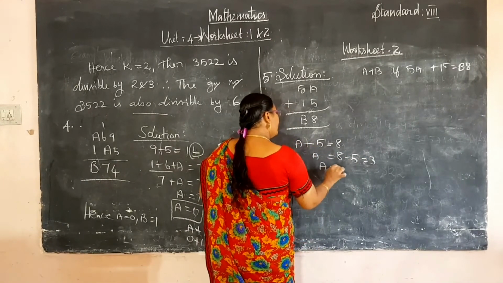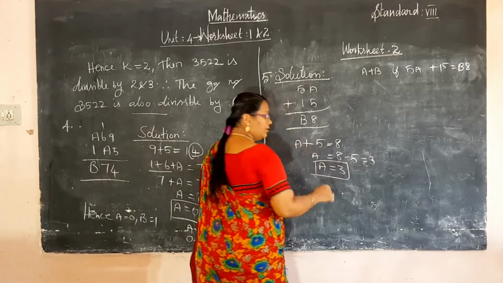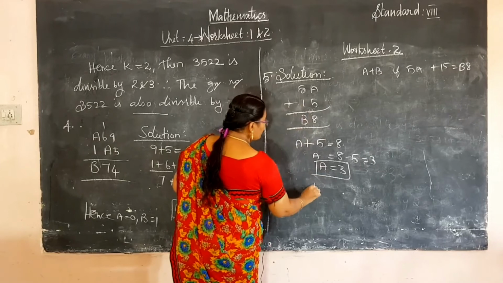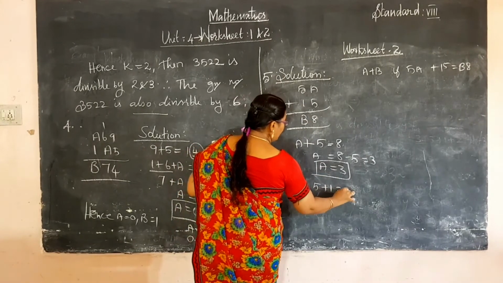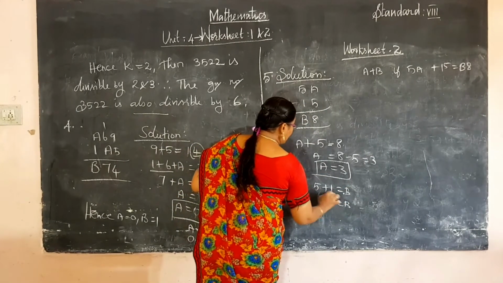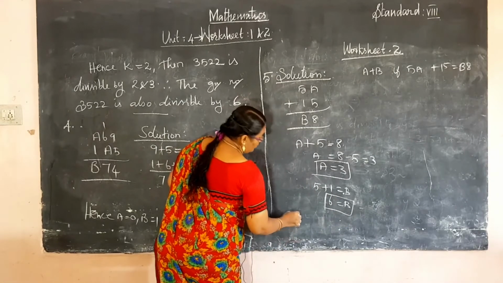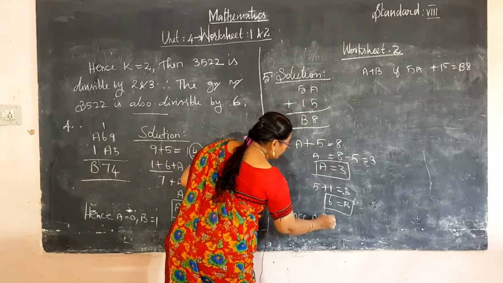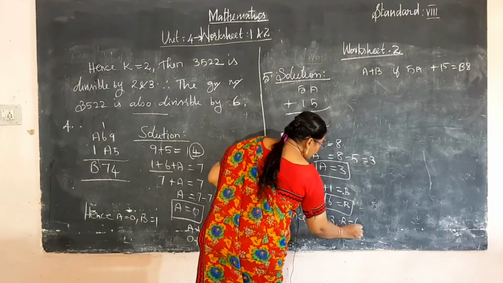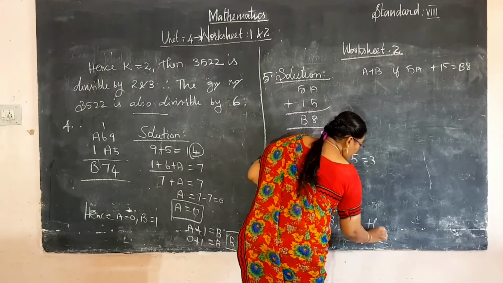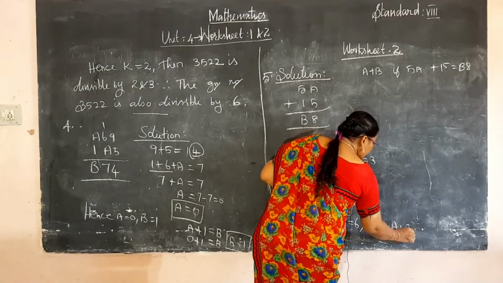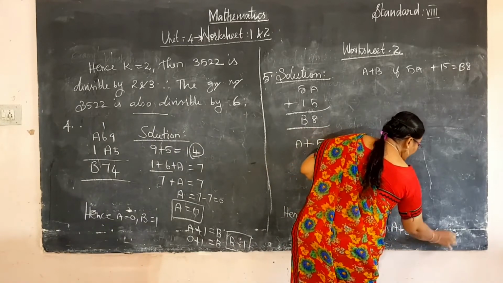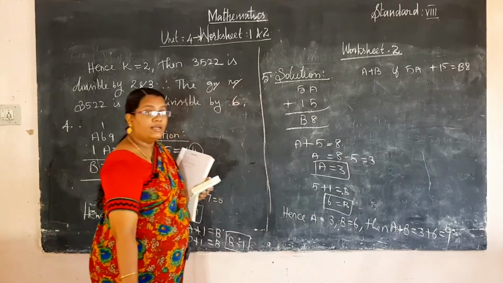So what is the value of A? 3. That's it. And next we have find out the B value. So 5 plus 1 is equal to B. So 6 equal to B. The value, hence A is equal to 3, B is equal to 6. Then A plus B is equal to, what is the value? 3 plus 6 equal to 9.